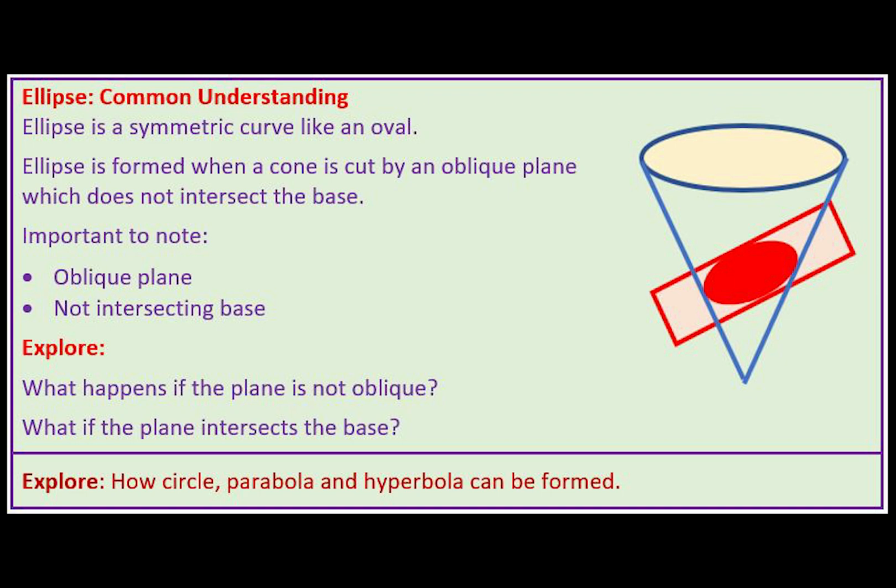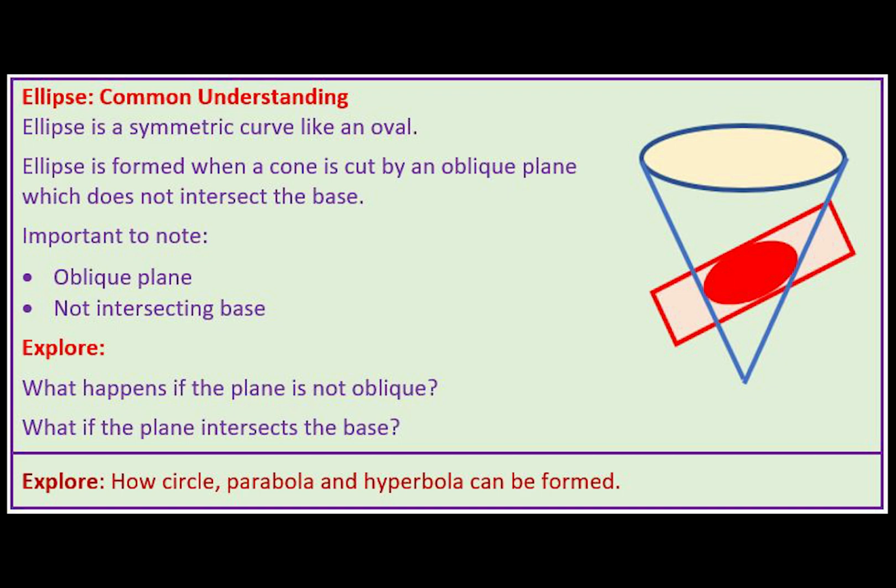Now the question is, what conic section will be formed if the intersecting plane is perpendicular to the axis of the cone, or if the intersecting plane also intersects the base of the cone? How do we get a hyperbola as a conic section? Those are the other things which you could explore.